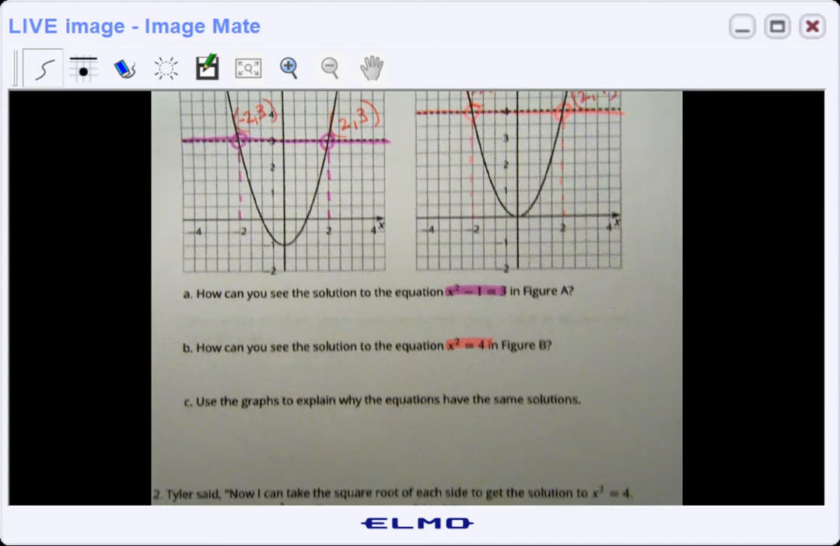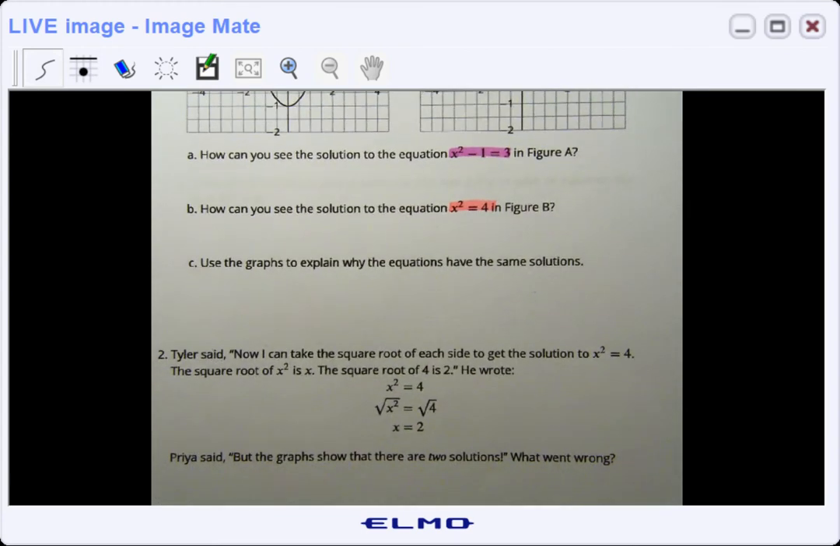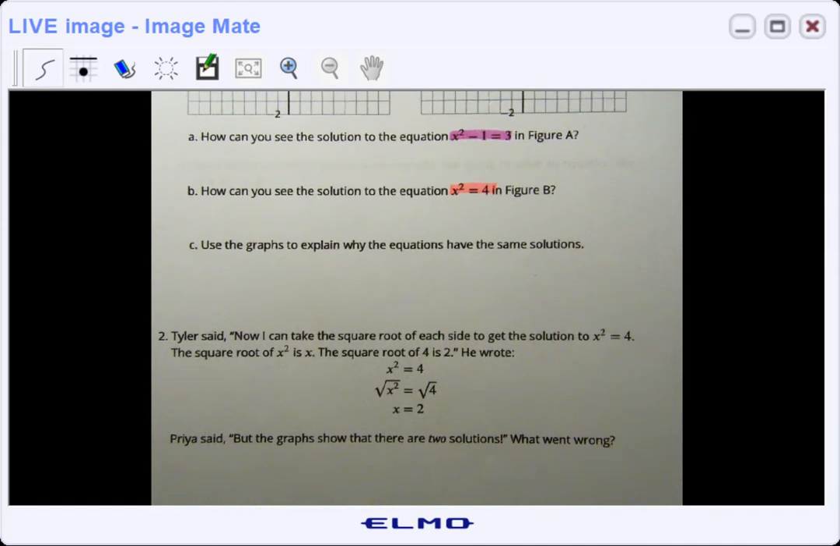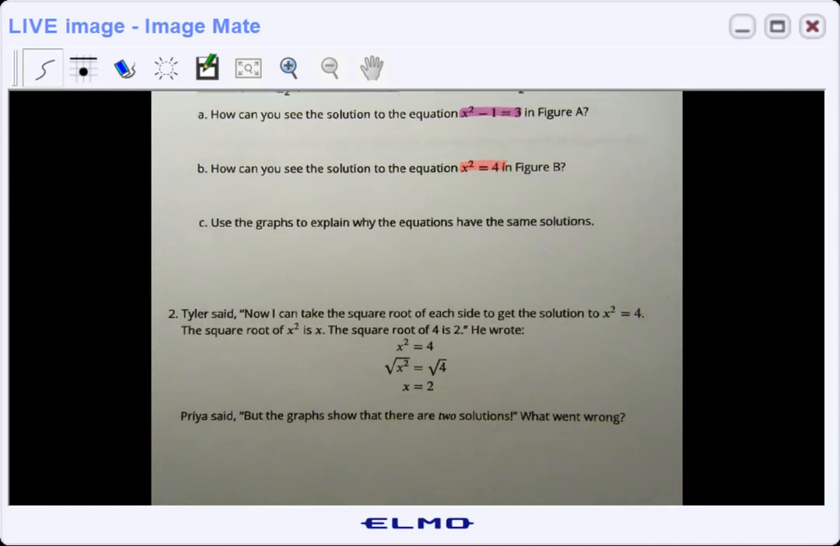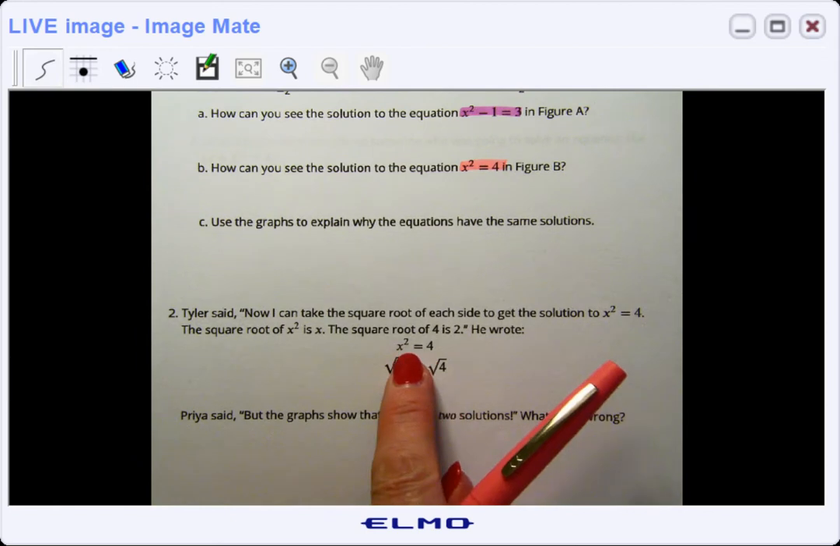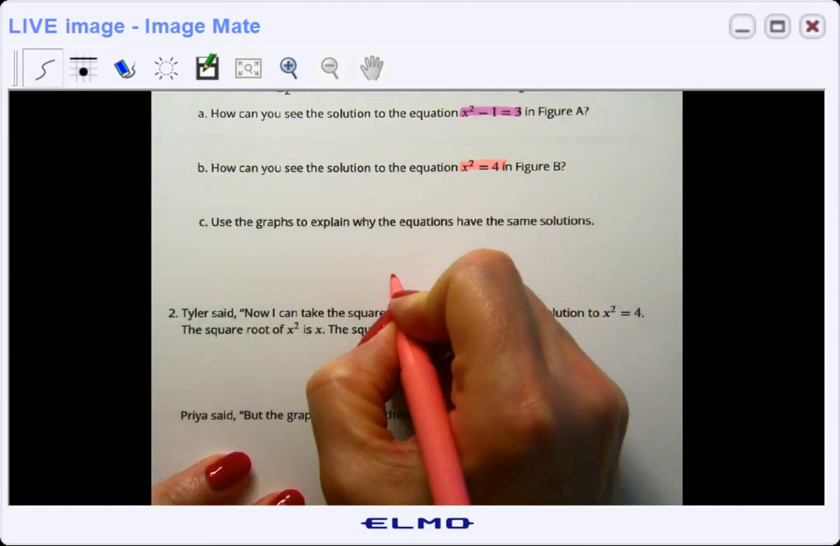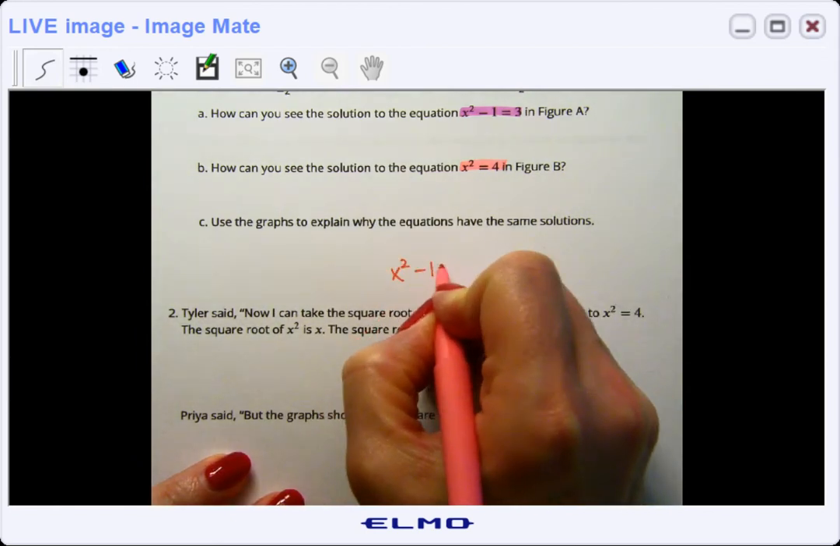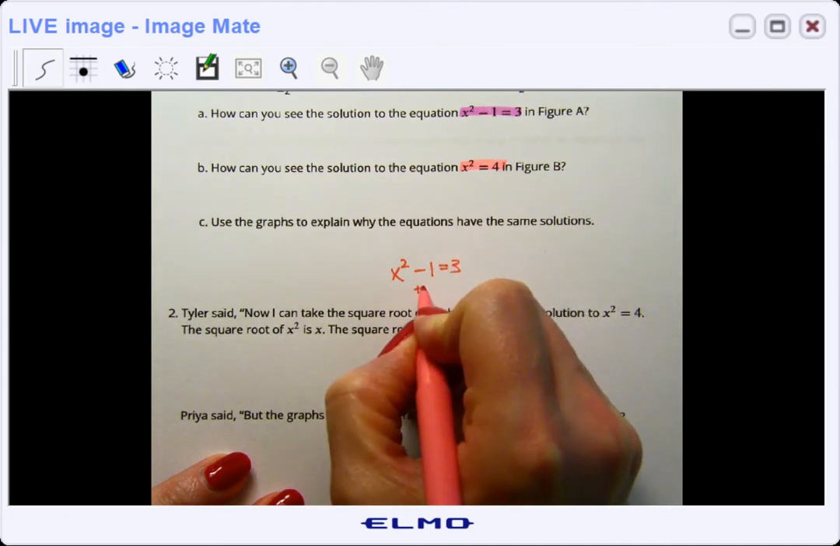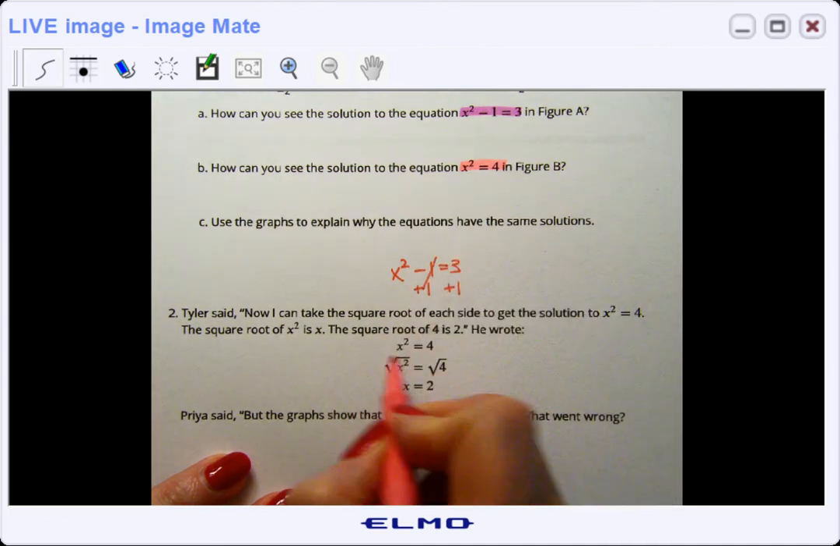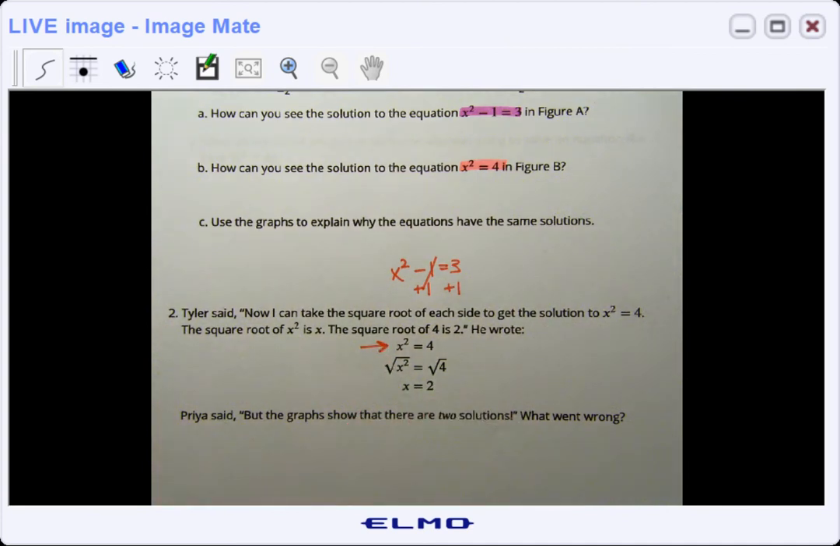Okay, so then Tyler is going on trying to solve it algebraically rather than graphically, which is great. So remember, the first thing he did is he started with x squared minus 1 equals 3. He added 1 to both sides of the equation, and now we're at x squared equals 4. And so Tyler says, oh, then I'm going to square root both sides, and I get x equals 2. Tyler's saying that's the solution.